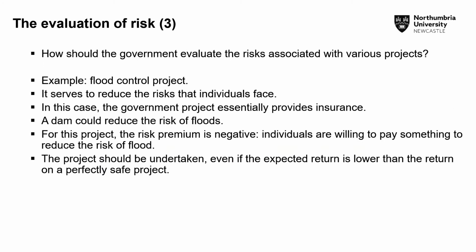So continuing on this discussion of certainty equivalence and the value of risk. How is it that governments evaluate risks associated with various projects? Well, the risk premium will be positive if there is increased risk. In other words, we'll be using a higher discount rate that will reflect that risk premium. But if a project reduces risk, what we will do is we will reduce the discount rate. So you can also have a negative risk premium. So think about it this way. Let's say that the government decides to engage in a flood control project.